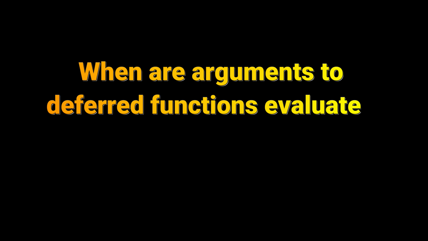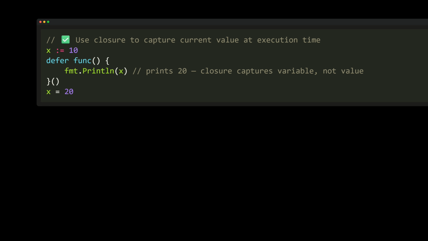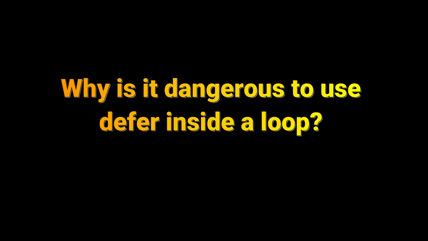When are arguments to deferred functions evaluated in Go? Arguments to deferred functions are evaluated immediately at the line where defer is called, not when the function actually runs later. So if you defer a print with a variable, it prints the value the variable had at that moment, even if you change the variable afterward. If you want to use the current value when the deferred function executes, you need to use a closure that captures the variable itself.